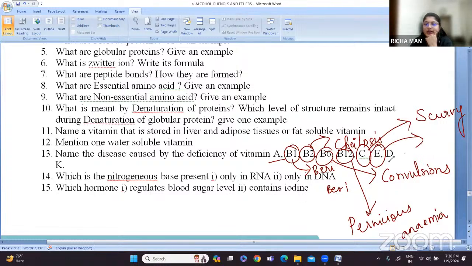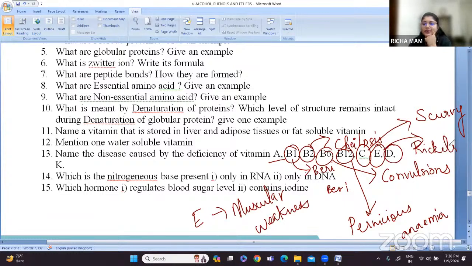Vitamin E causes muscular weakness. Vitamin D causes rickets. Vitamin K causes delayed blood clotting time. So these are the deficiencies.